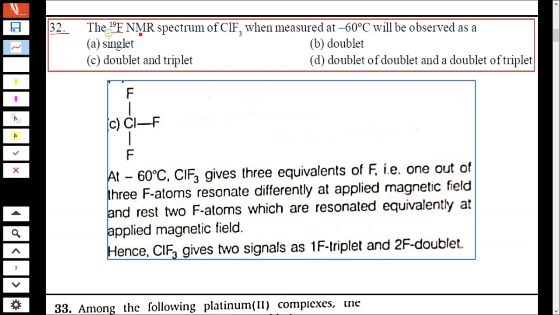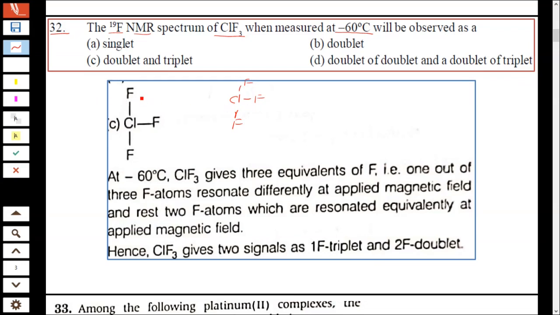The fluorine F19 NMR spectrum of ClF3, when measured at minus 60 degrees, which is a very low temperature, is observed as: singlet, doublet, doublet and triplet, or doublet of doublet. So what will be the answer? In the fluorine F19 NMR spectrum at room temperature, all three fluorines will be in the same environment and it gives a doublet.